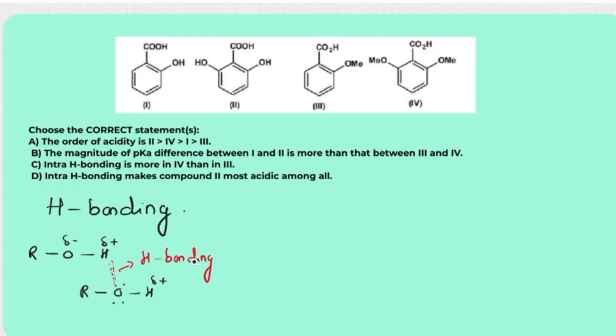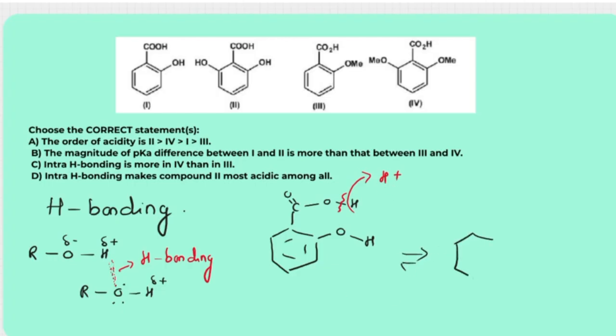How this hydrogen bonding is helping us to understand the acidic strength of the acid. So for that, let's take the example of salicylic acid. Salicylic acid is ortho-hydroxy benzoic acid. So here this bond is weak. Why so? Because of the ortho effect, the hydrogen will be leaving the molecule as a proton, and then it's going to form the conjugate base.